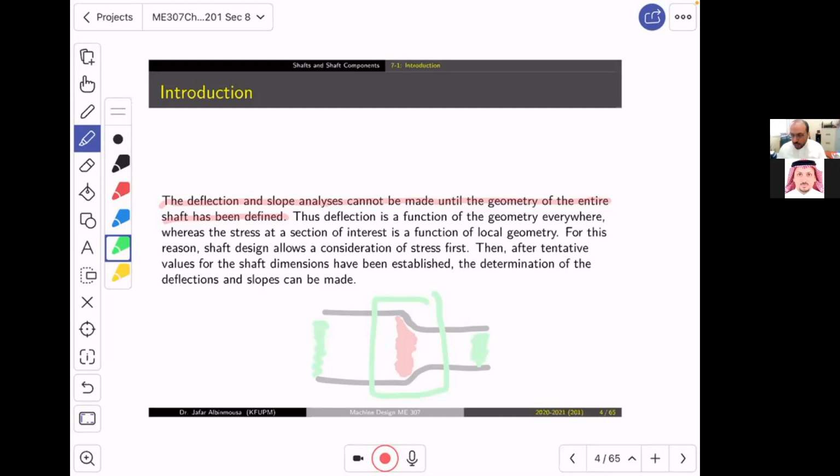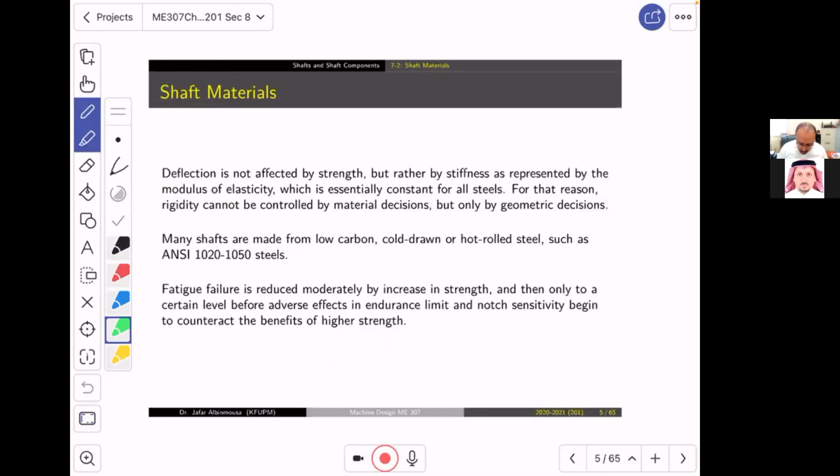It's a function of everything, not like stress. Stress is local. As far as you know the diameter here, you can calculate the stress concentration factor, and then you may find the stress at this point, which is very dangerous. The rest has nothing to do with it. So that's why we have a very important statement that says that deflection is not affected by strength, but rather by stiffness, which is represented by the modulus of elasticity and the geometry. That's EI, I mean.